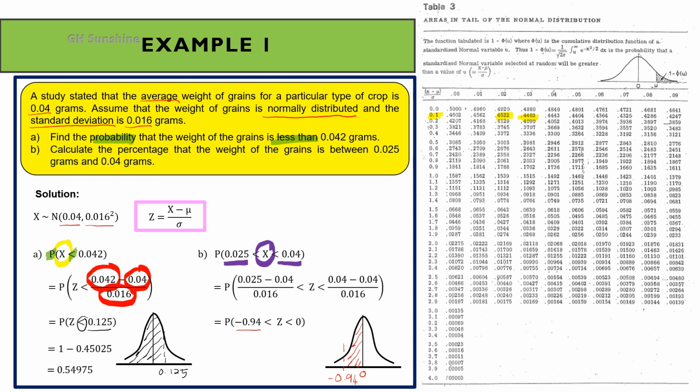So where is the probability value of 0? 0.0 gives 0.5000. Next, the probability value of 0.94. So 0.9 and then 4. This one. Greater value minus smaller value. Therefore, the final answer equals 0.3264. But you need to convert to percentage. Look at here. Calculate the percentage: times 100.